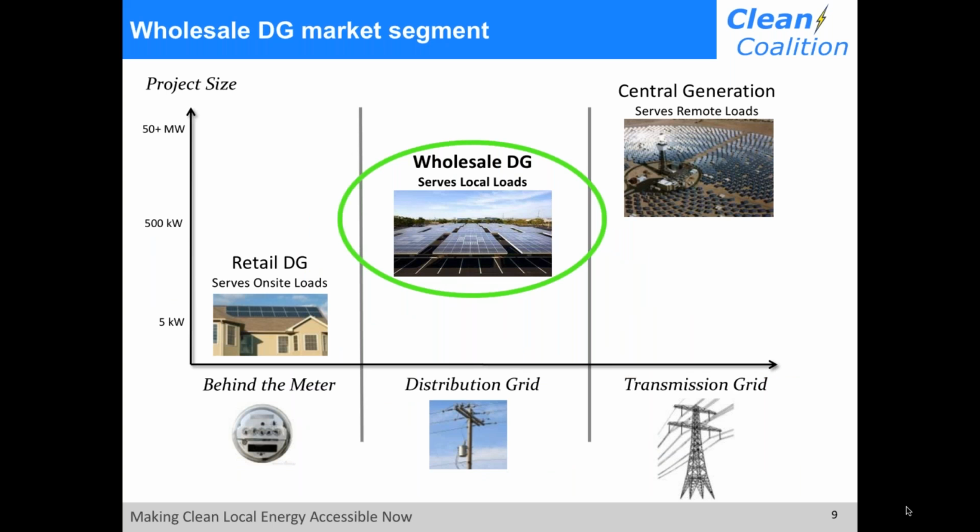Wholesale distributed generation is an important DER market segment. Behind the meter and remote utility scale resources are both part of the equation. But wholesale DER combines economies of scale with proximity to load, maximizing use of local capacity while avoiding line losses, transmission costs, and land impacts. Next slide.